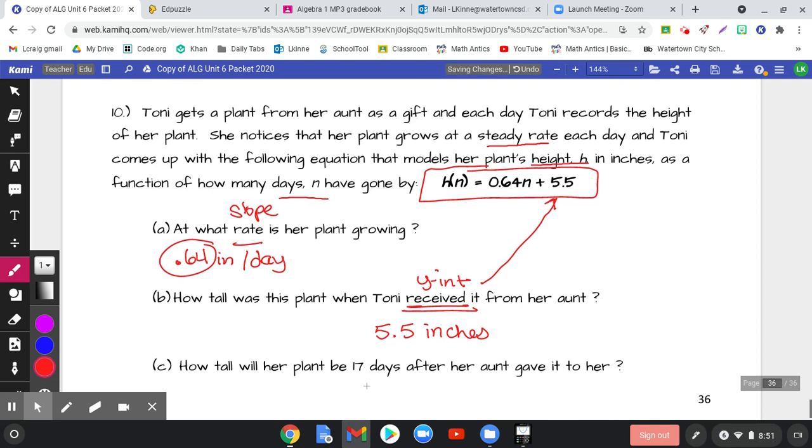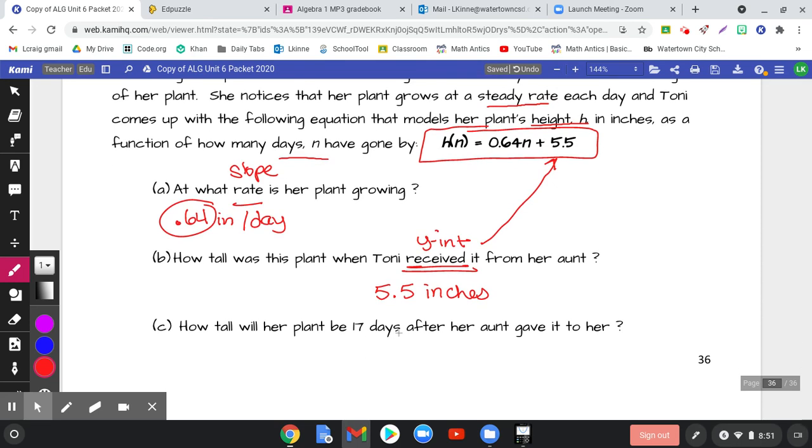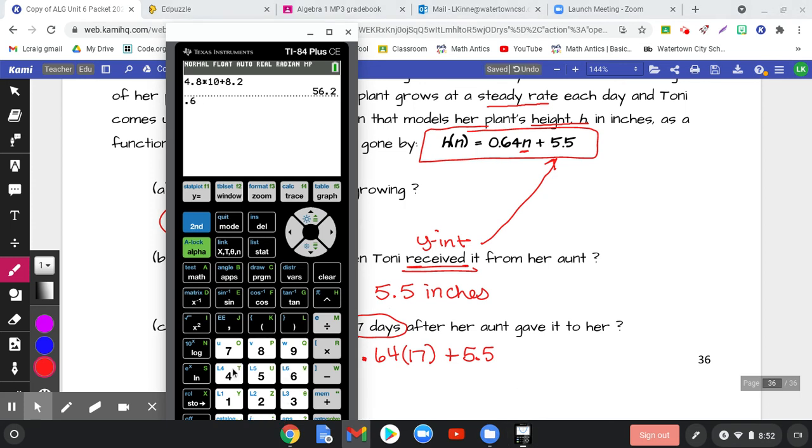And how tall will her plant be in 17 days? Well, remember, days is n, right? So I'm going to take that equation, 0.64 times the number of days, plus the initial amount. And throw it into the calculator. 0.64 times 17 plus 5.5. Pretty tall plant. 16.38 inches is how tall it's going to be.